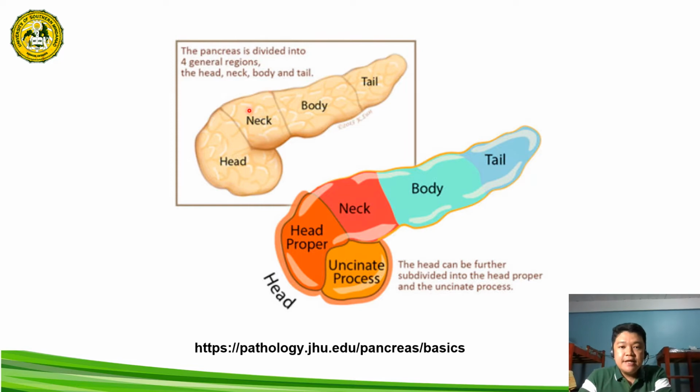The neck is a thin section of the gland between the head and the body of the pancreas. The body is the middle part of the pancreas between the neck and the tail. And we also have the tail. This is the tip of the pancreas on the left side of the abdomen in close proximity to the spleen. So this is another diagram showing the description of the 4 general parts or regions of the pancreas that is usually applied in humans.